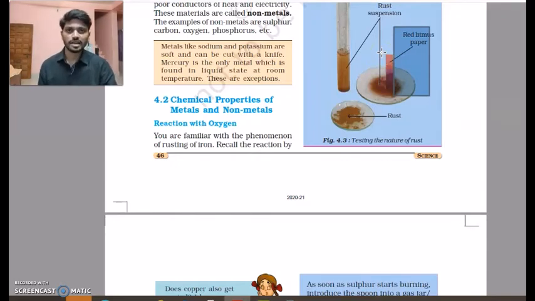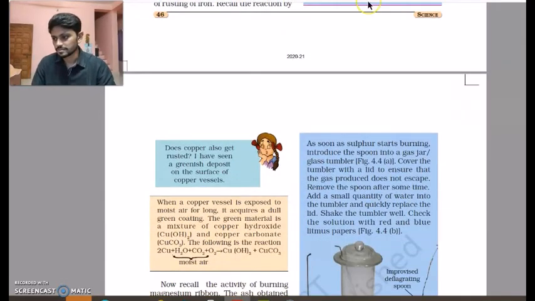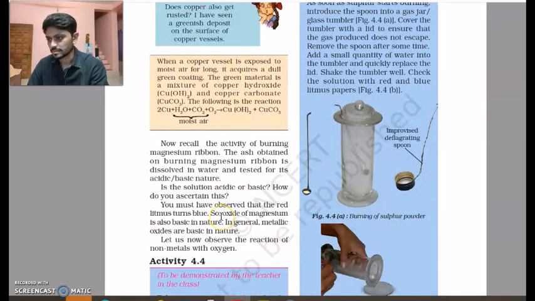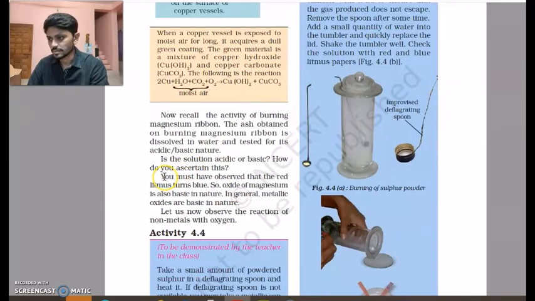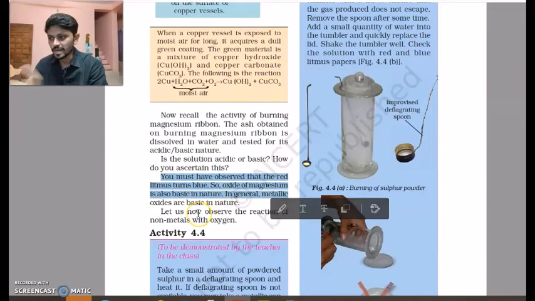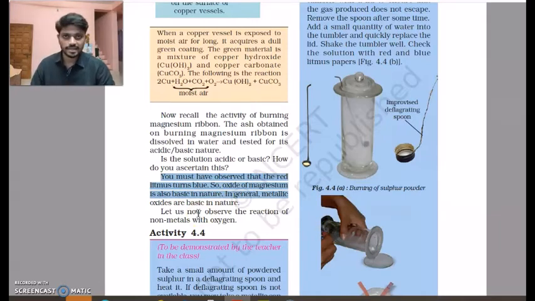The same happens with magnesium oxide. If you try to burn a strip of magnesium, you will get magnesium oxide, and if you place this powder onto the red litmus paper, it will slowly turn blue. So you can see that the oxides of magnesium as well as iron turn the red litmus paper blue. So we can say that in general, metallic oxides are basic in nature.